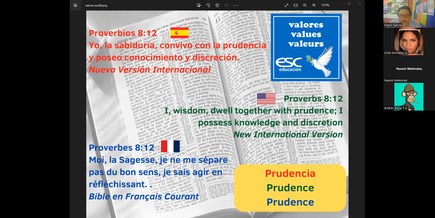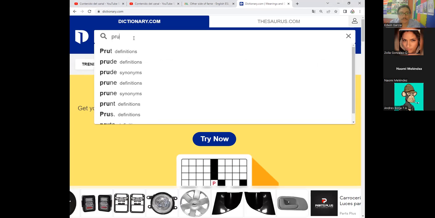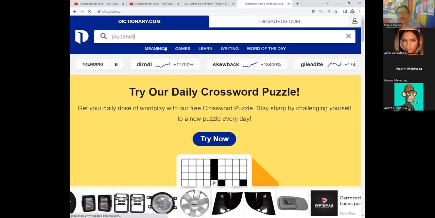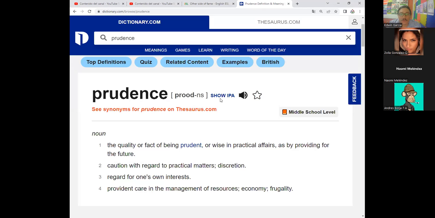Okay, for tonight we are going to look up this word on dictionary.com. Okay, here we go. Pay attention. We go to dictionary.com and we are going to look for prudence. Okay, we have prudence and we go to the definition. We are going to change to the IPA form.